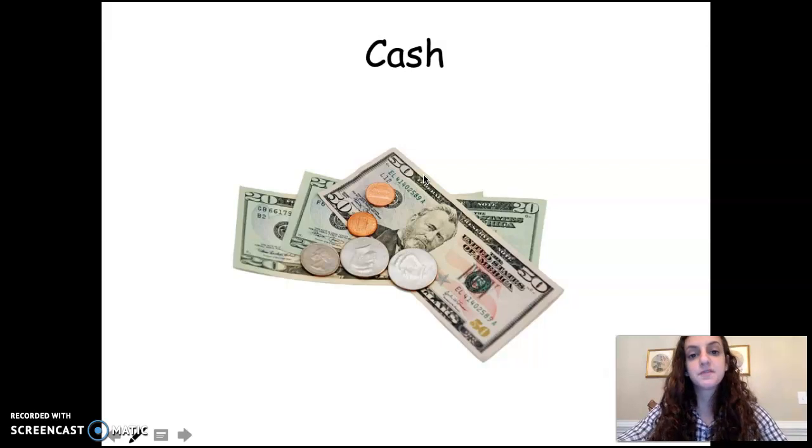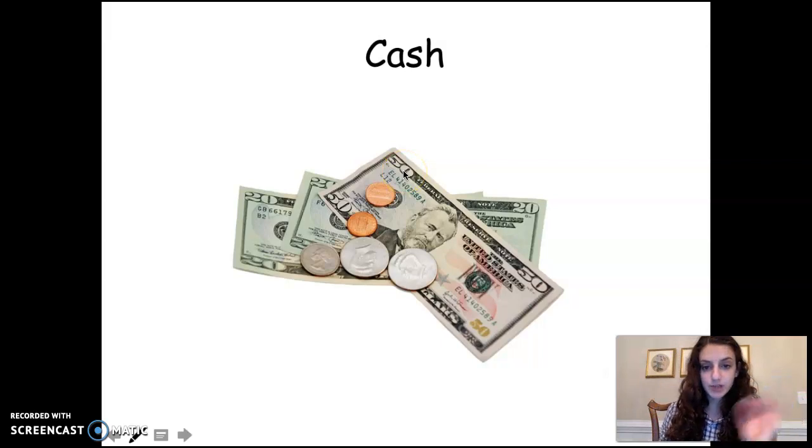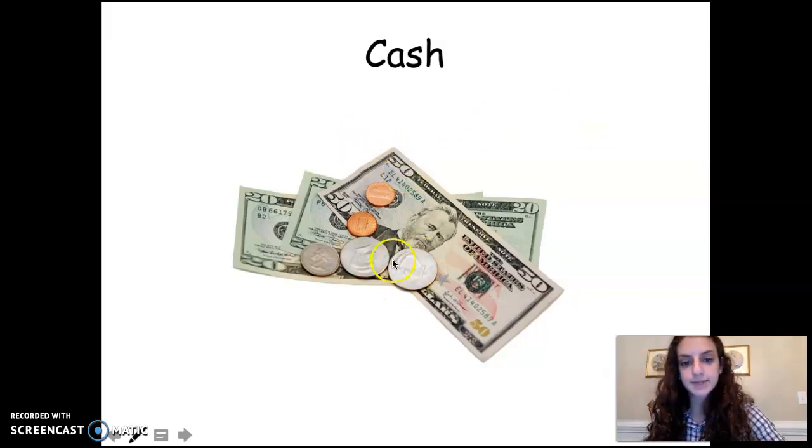The first form of money I will talk about is cash. Cash is money that you can hold in your hand. So cash is money that you can touch and see. There are two different kinds of cash. There is paper money, bills, and there are coins. So, paper money, which is known as bills, and coins.